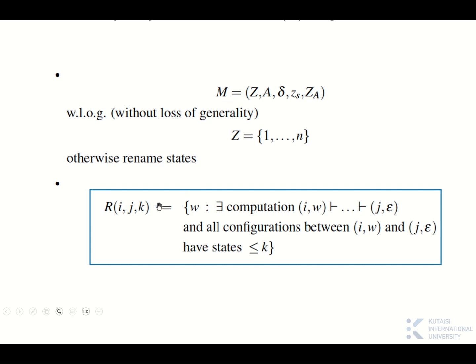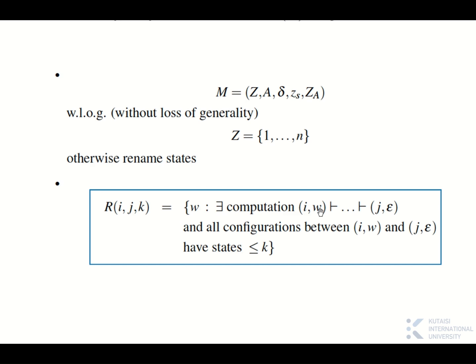And now, pay close attention. I introduce this set. This set is called R_ijk. So i is a natural number, j is a natural number, k is also a natural number, right? So what is R_ijk? The set R_ijk is all words such that if I start at state i and I read this word, so I start with w and I read the word, right?